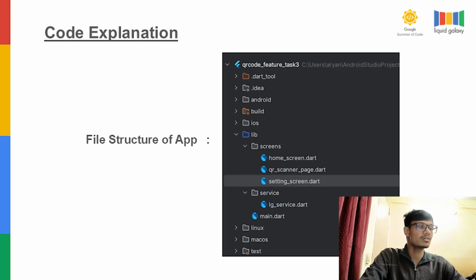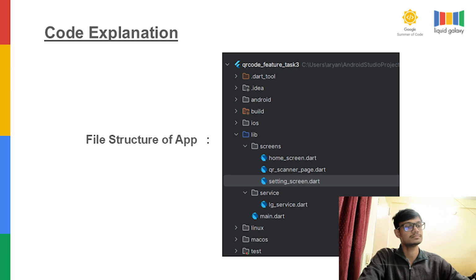We cover the code in some steps. First we see the file structure of the app. Inside the lib folder we have screen folders and services folders. Inside screens we have home screen, QR scanner page, and setting screen. Inside service we have the LG service dot file and the main dot file.